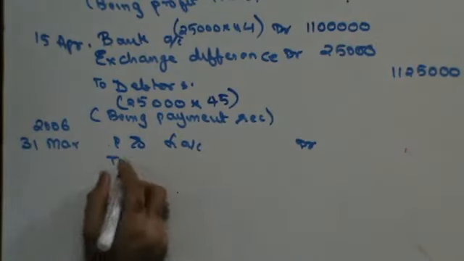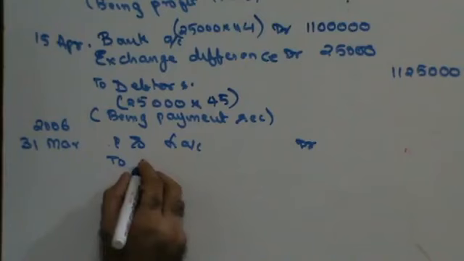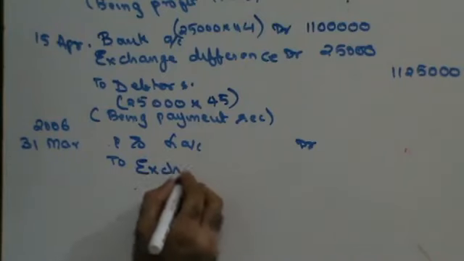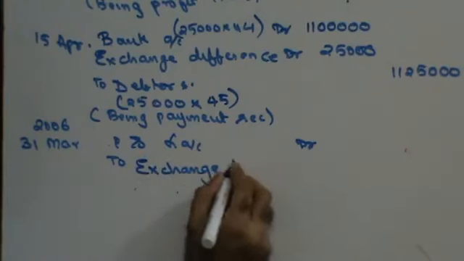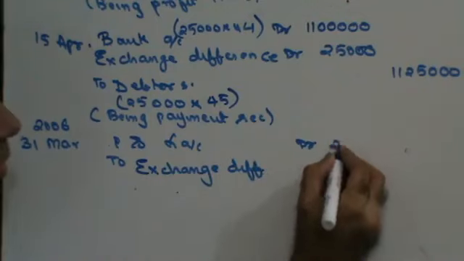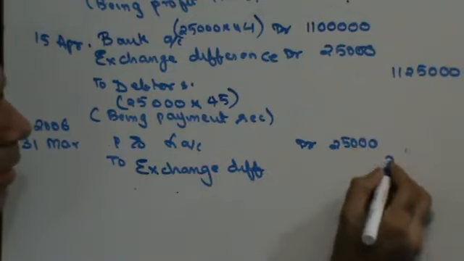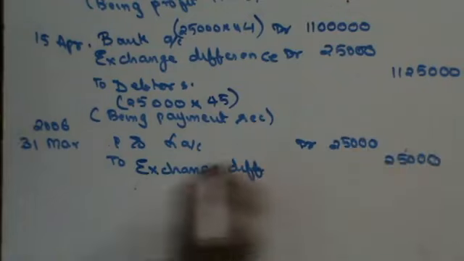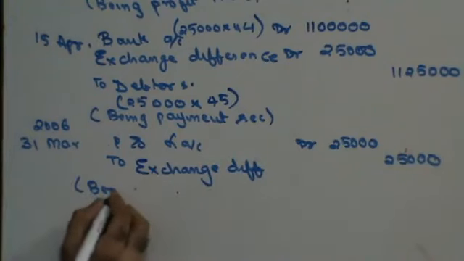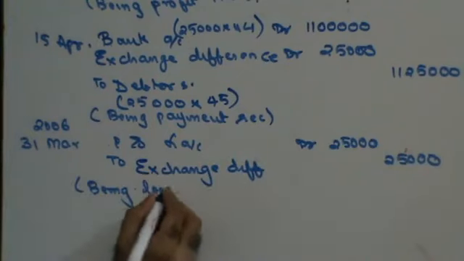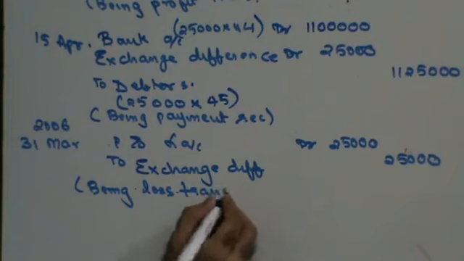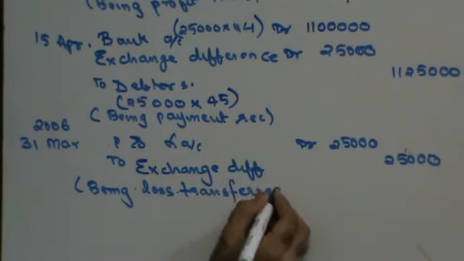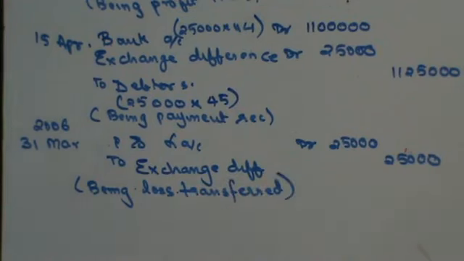P&L account debit to exchange difference. Amount is 25,000. The loss is transferred. Right? That finishes that sum. Let's move on to the next sum, guys.